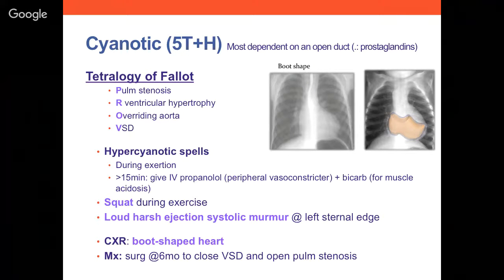So the first one is tetralogy of Fallot, and this is a cyanotic one. It's the first T. And the tetralogy means there are 4 factors. There's pulmonary stenosis, right ventricular hypertrophy, an overriding aorta, which I think no one really knows what that is, but I think it just overrides the opening or something like that, and there's also a VSD. Why do you have a VSD in it as well?